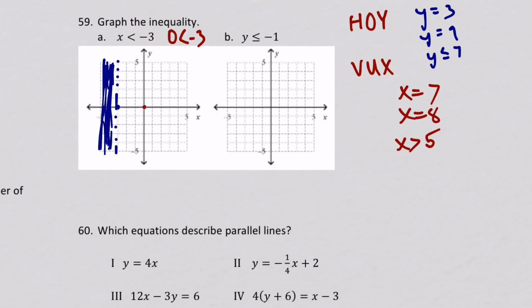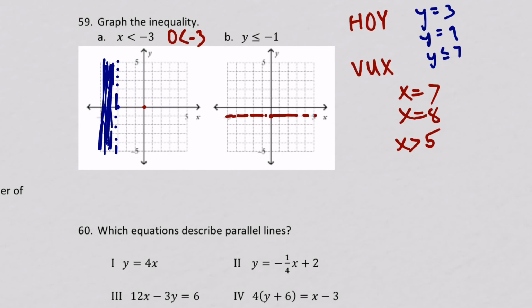For part B, y is less than or equal to negative 1. According to HOI-VUX, that means it's a horizontal line. So on the y-axis, I'm going to find negative 1 right here. And I'm going to draw a horizontal line, because it's y, so I want a horizontal line that passes through there.